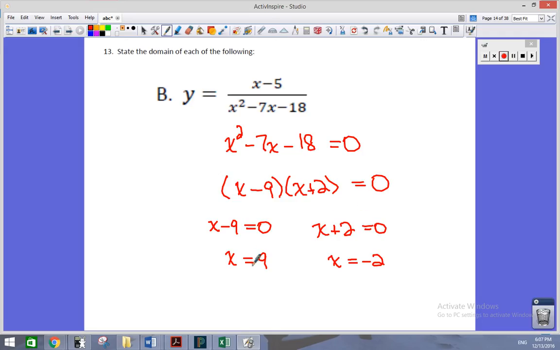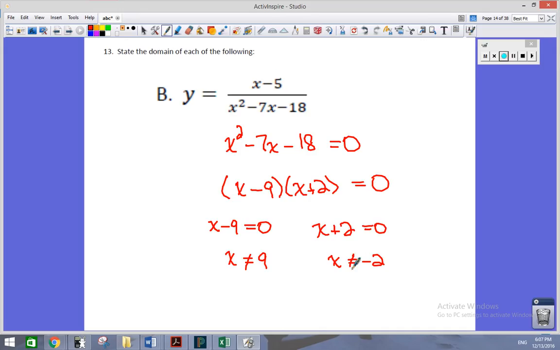So if we let x equal 9, 9 minus 5 is 4, but we're going to have 4 divided by 0. We have to throw that out of the domain. If we plug in negative 2, negative 2 minus 5 is negative 7, but it's going to be divided by 0.